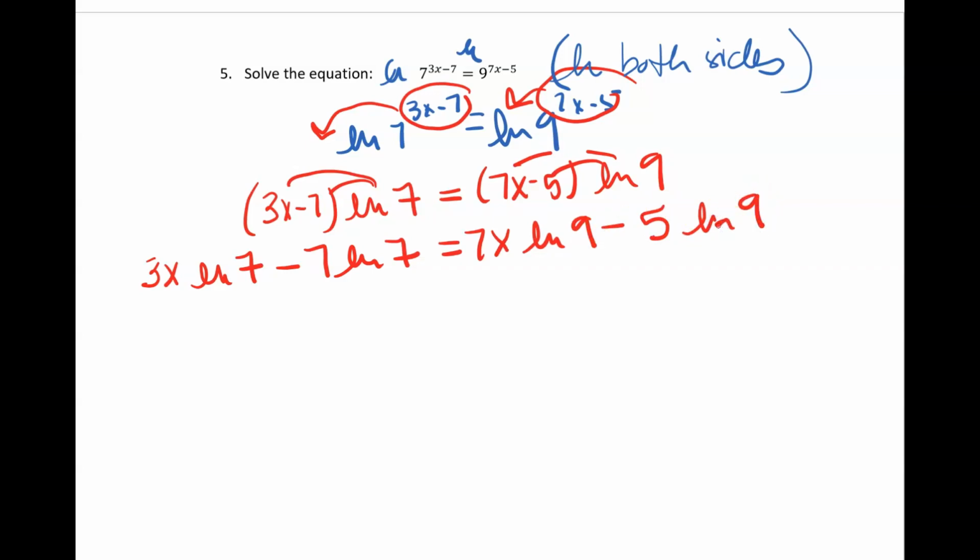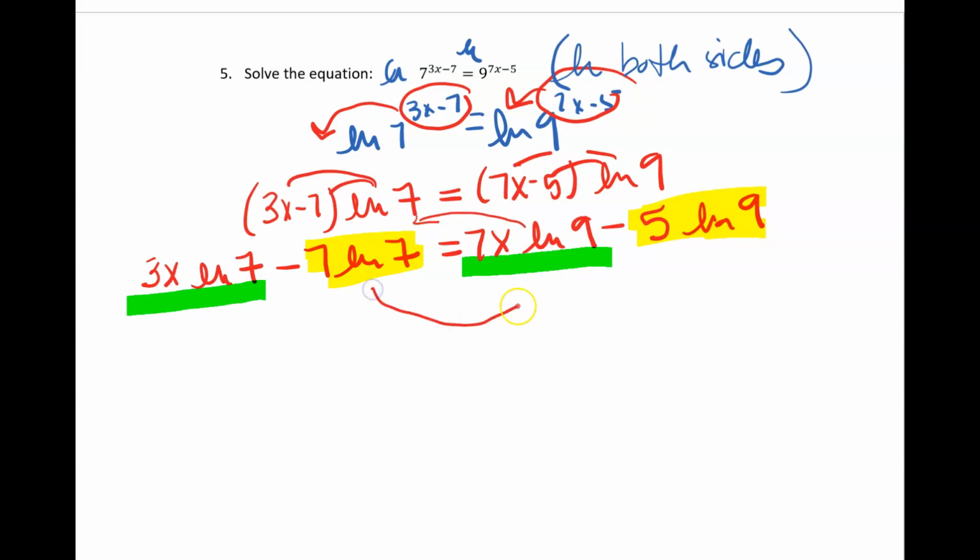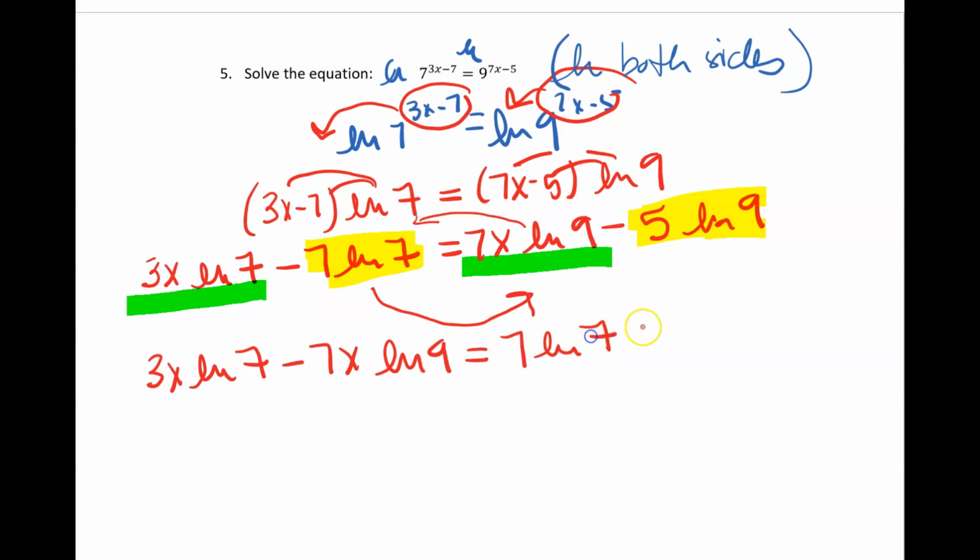Now our goal is to solve for x, so I'm going to get everything that has an x on one side and everything that doesn't have an x on the other side, because these two numbers right here are just numbers. I'm going to use my calculator to get those, but this has an x in it and this has an x in it. So I'm going to subtract this one to move it over here, and add this one to move it over here, and that gives me 3x ln 7 minus 7x ln 9 equal to 7 ln 7 minus 5 ln 9.